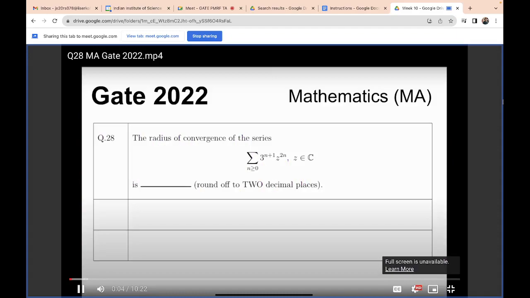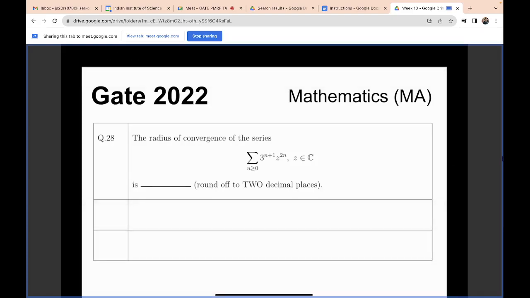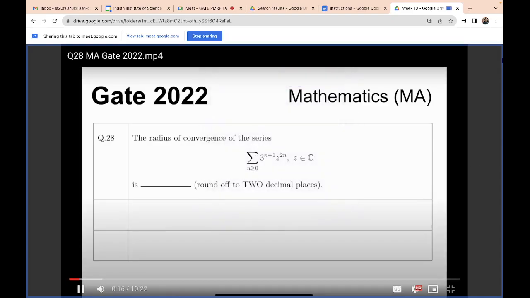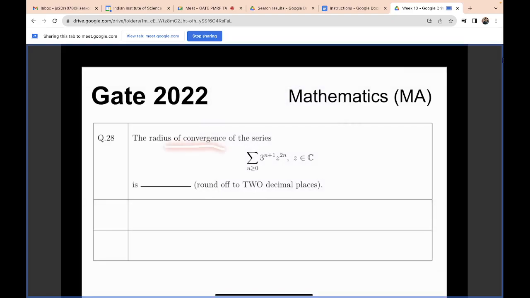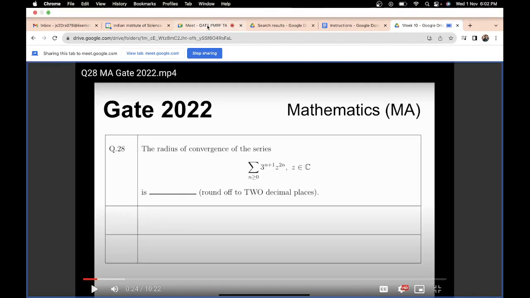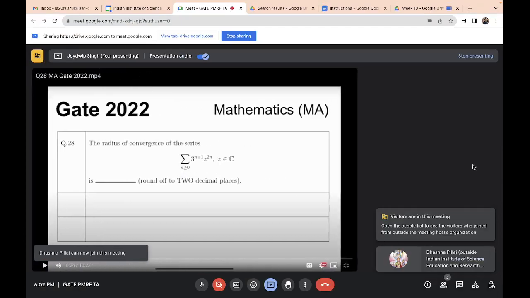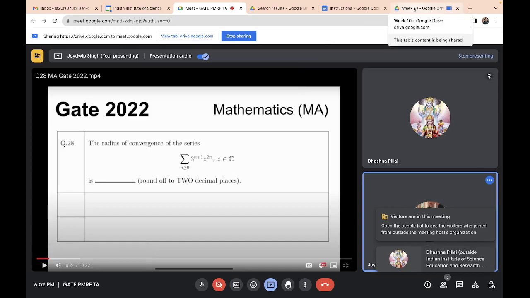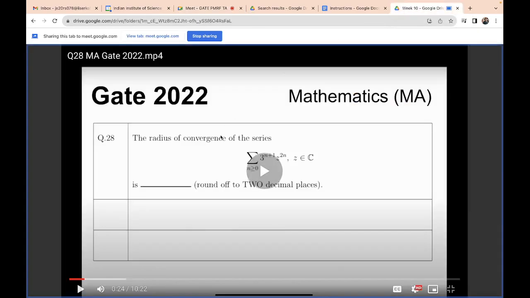Okay, so today we'll solve GATE 2022 questions. This is a question from complex analysis. This is question number 28. It is saying that you have to find the radius of convergence of the following power series given. So you have to just find the radius of convergence.